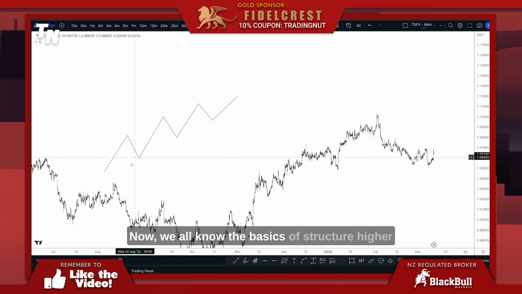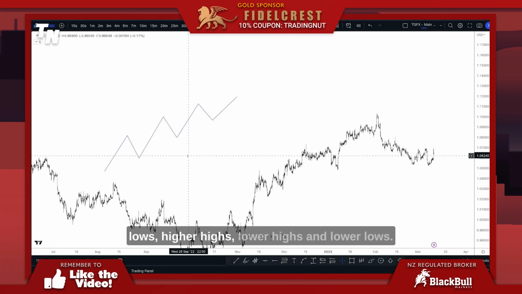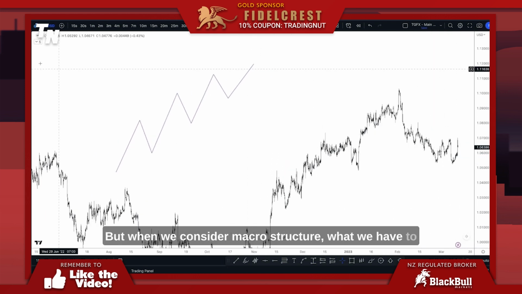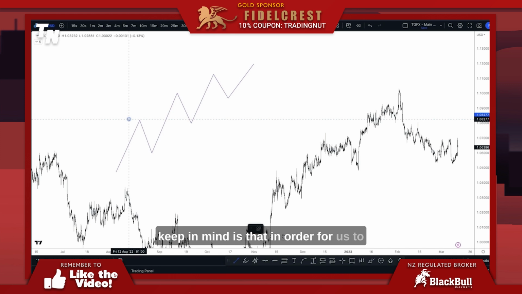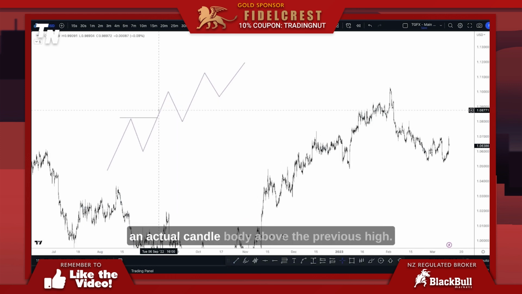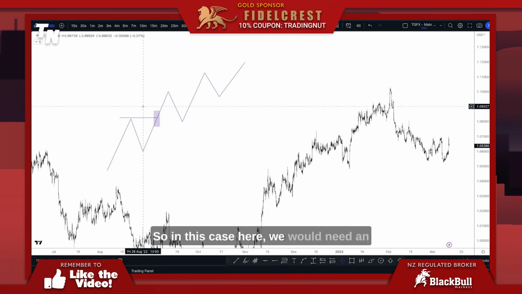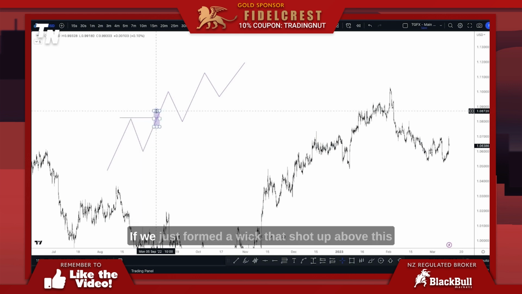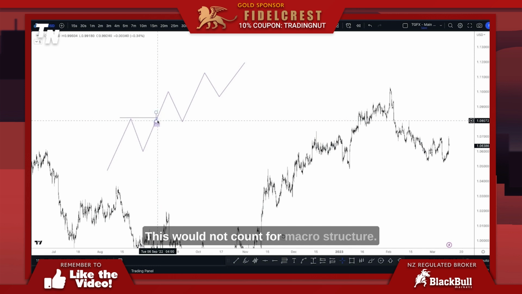Now, we all know the basics of structure: higher lows, higher highs, and lower lows. But when we consider macro structure, what we have to keep in mind is that in order for us to make a new high in an uptrend, we must close an actual candle body above the previous high. Okay, so in this case here, we would need an actual candle body to close above the previous high. If we just formed a wick that shot up above this level, that would not actually be a new high for us, okay? This would not count for macro structure.